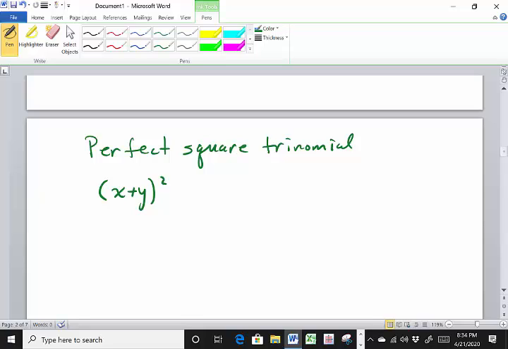Remember there was a way to do this? A quick way. Remember, you square the first, x squared. Multiply the 2 terms together, the inside terms here, you get xy, and then you double it, so times 2, and there's a plus there. And then you square the last one, y, so it's y squared.